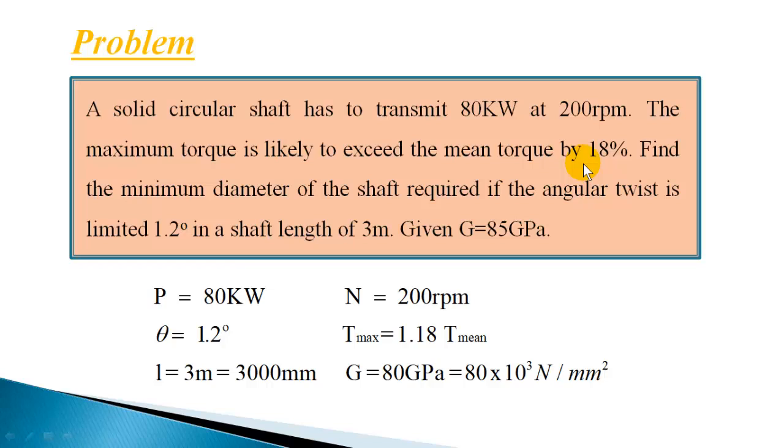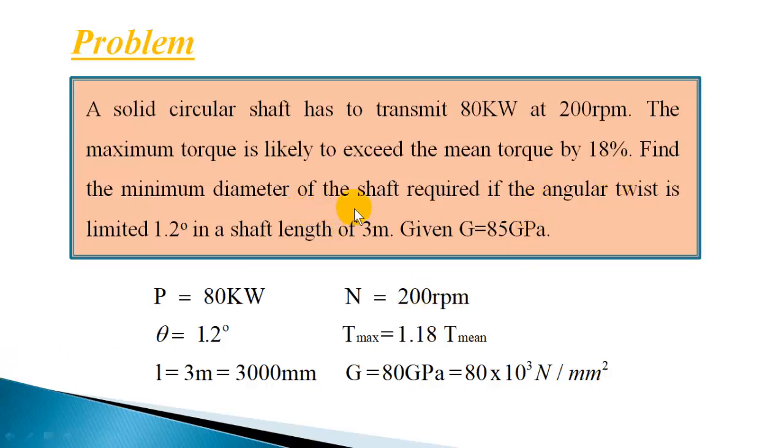Average torque transmitted you can find out from the equation P is equal to 2 pi NT divided by 60,000. So the maximum torque is 18% more than that mean torque or average torque you are getting by that equation. You can multiply whatever mean torque you calculate with 1.18. So you should design the shaft for this maximum torque.